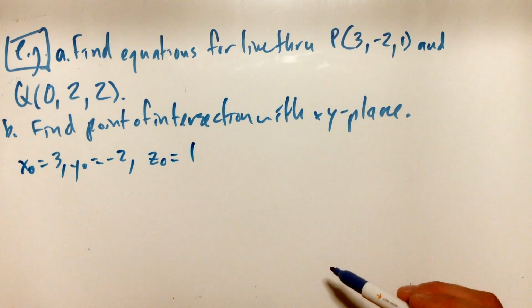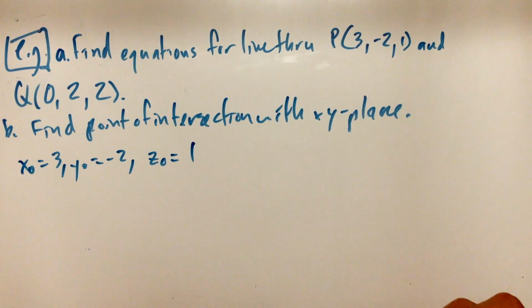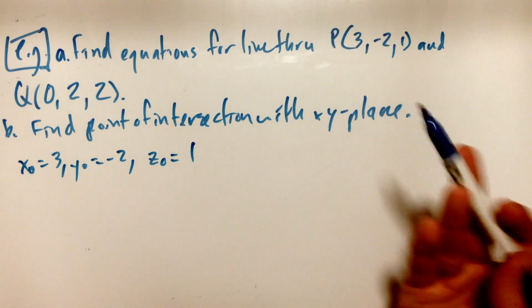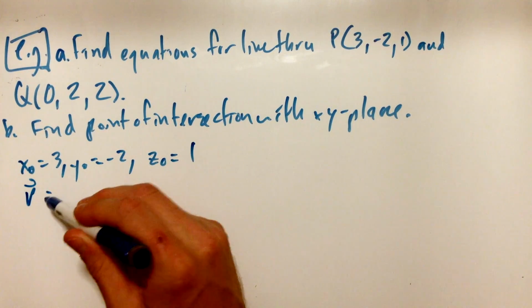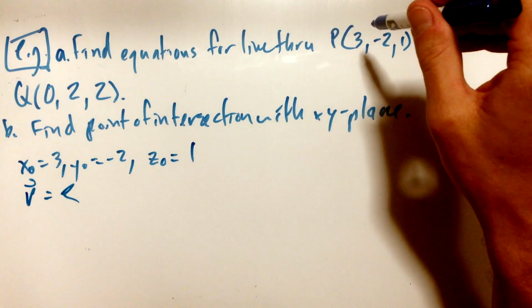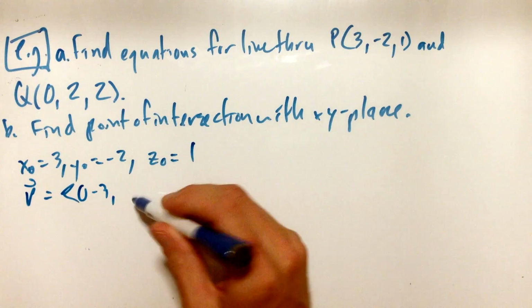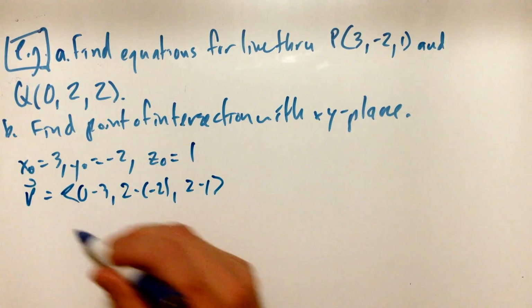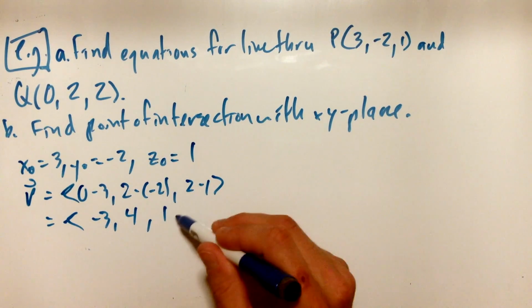And then to figure out our vector that is parallel to the line, well, the displacement vector from P to Q should be parallel to the line because it's a vector that we can represent as lying right on the line. So we can take v equal to the vector with components 0 minus 3, 2 minus negative 2, and 2 minus 1. And that gives us (-3, 4, 1).